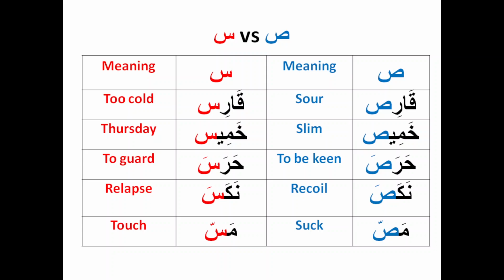And as you can see, they can make a big difference in meaning. So don't mix them up. Make sure sad is a high letter. The back of the tongue goes up close to the palate, the soft palate at the back of the mouth. And for the sin, the back of the tongue is lowered down as we've seen on the pictures earlier.